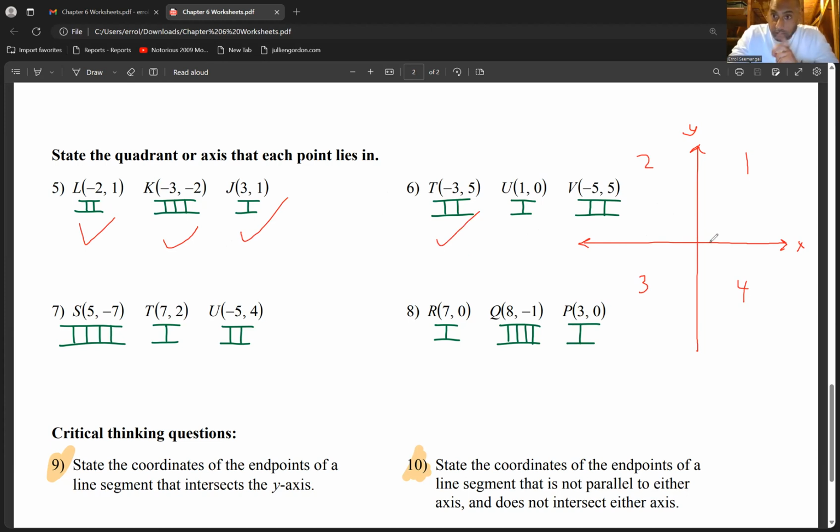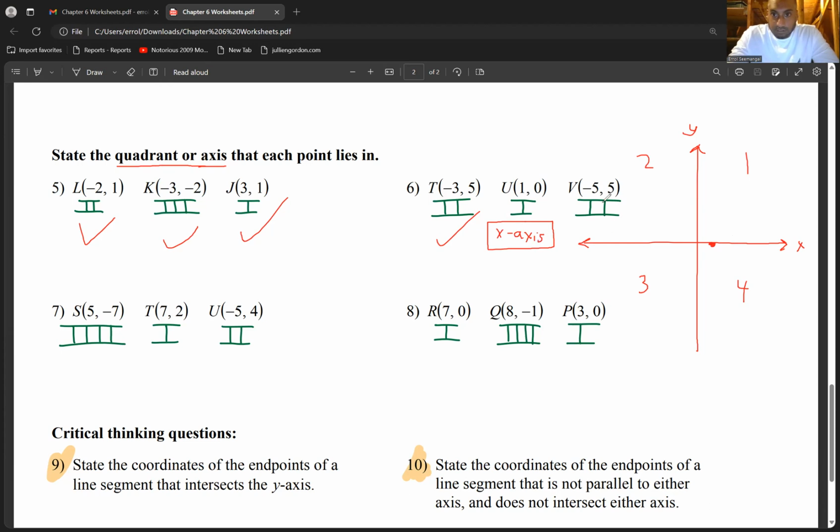(1, 0) would be right here, right? So it is in quadrant 1, but look at what this says. What axis is (1, 0) on? It says quadrant or axis, right? What should we write right here? Which axis is it on? X. X-axis. So change this one to x-axis.